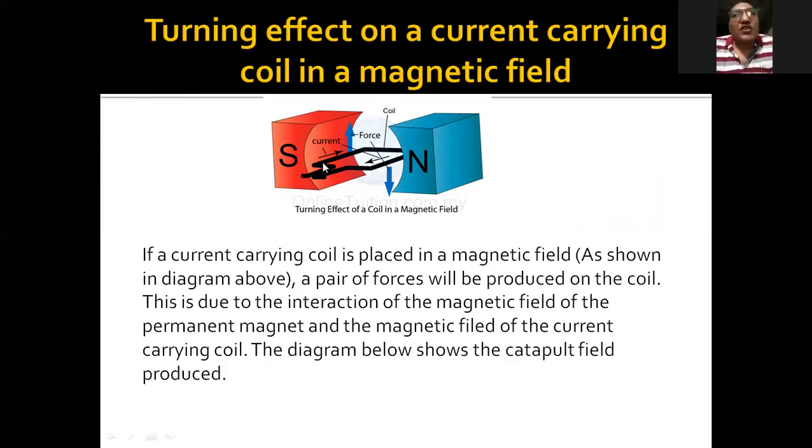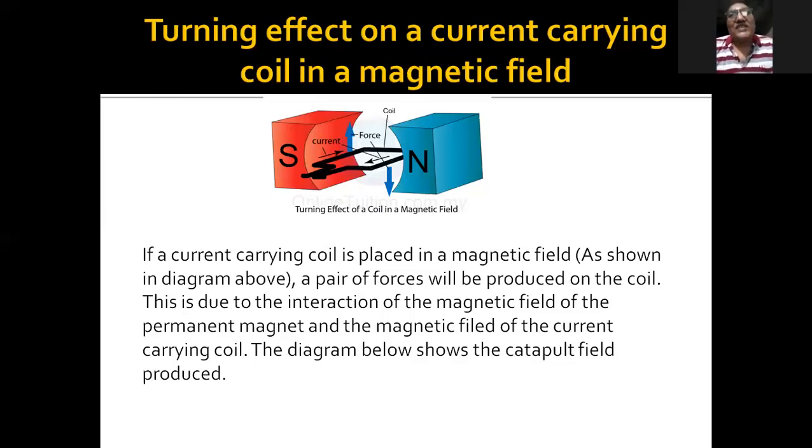So here we have a coil, and that coil is on some kind of axle. From this end of the coil, the conventional current is introduced, and from this side of the coil, the current is coming out. Now what you will observe is that the right side of the coil will experience a force in the downward direction, and the left side will experience a force in the upward direction. And this coil will start rotating in a clockwise manner.